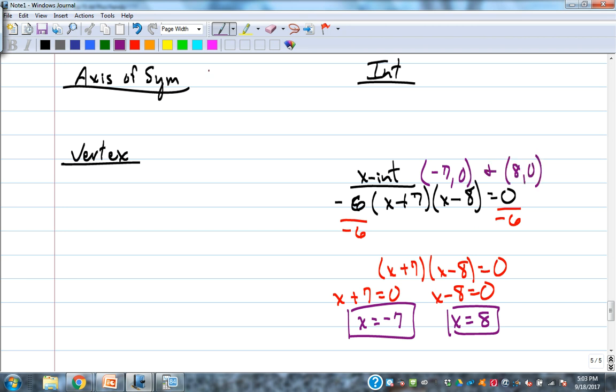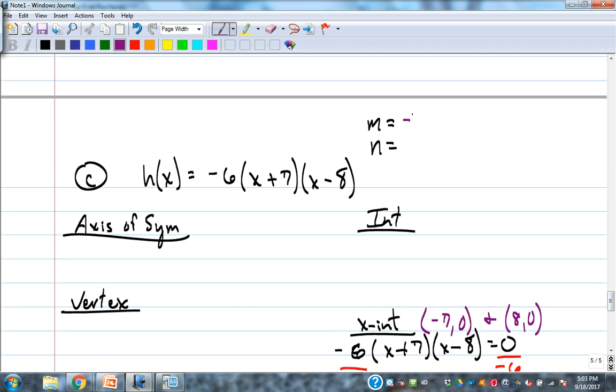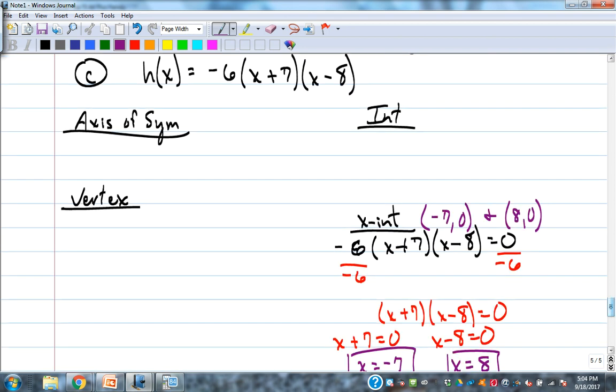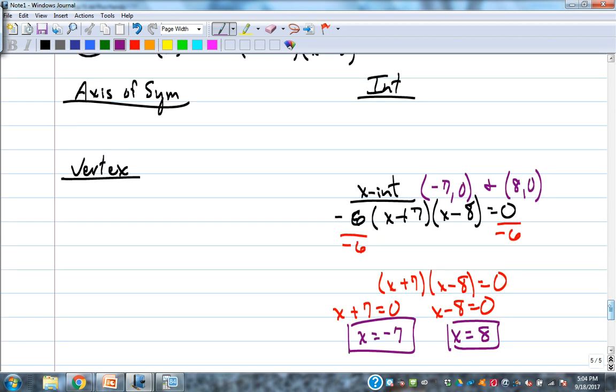The axis of symmetry now, since the -7 is M and N is 8. That's what I'm finding when I find those X intercepts, is M and N. So we can't just look at the first numbers. You can, but it's not the same, you have to change their signs. And if you change their signs, you're really finding their X intercepts anyway. So that's why I'm doing that there.